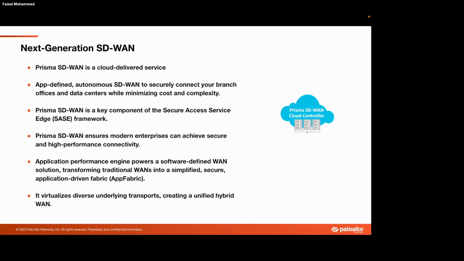It virtualizes the diverse underlying transport, whether it is LTE, broadband, Ethernet, internet, a leased line, or microwave-based connectivity. It removes the complexity of these transports, including PPPoE, and then creates a unified WAN, which is managed through your Prisma SD-WAN portal.